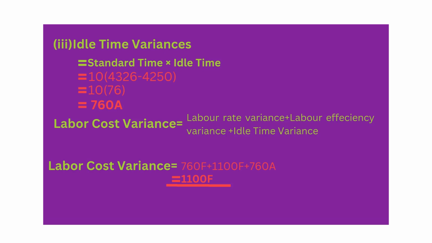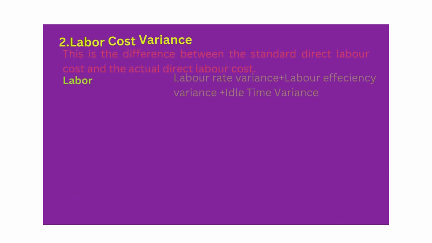The second type of labor cost variance is the labor efficiency variance. This is the difference between the standard hours for the actual production achieved and the hours actually worked, valued at the standard labor rate. It is calculated as standard labor rate into actual hours minus standard hours.